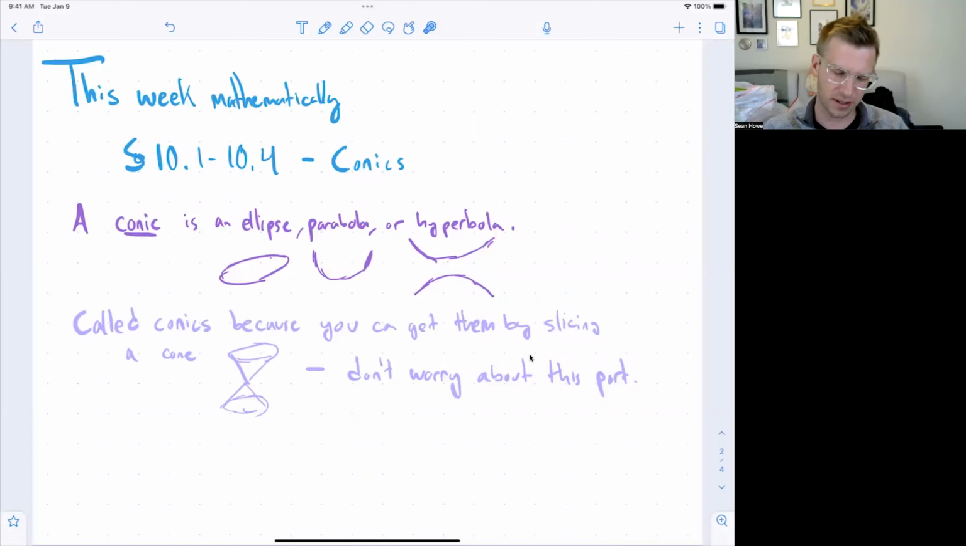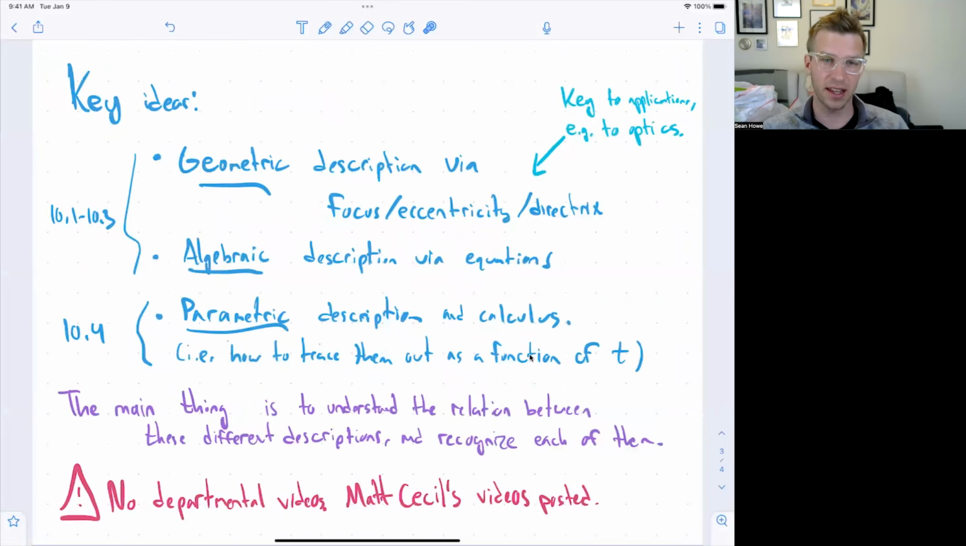The textbook starts by describing this, but it really doesn't matter for anything we're doing. Okay. So what are the key ideas for this week? Well, in sections 10.1 to 10.3, you really develop 2 things. First, you describe these shapes, giving a geometric description using things that might not be too familiar, depending on what you've seen before. It might be familiar if you've taken a physics class before, but these are the terms focus, eccentricity, and directrix. If you haven't seen this before, it will seem like a funny way to describe a shape.